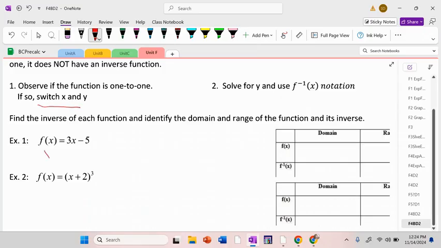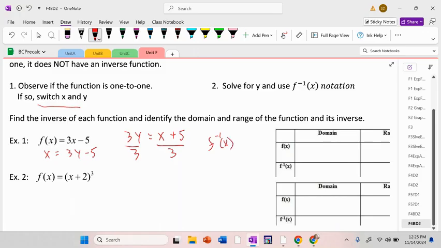All right. So we're going to go ahead and follow those notations. So x equals 3y minus 5. That's the switching of the x and y. And then you resolve. 3y equals x plus 5. And then you could divide by 3, and you can almost leave it like that. But what you need to do is turn it into inverse notation.